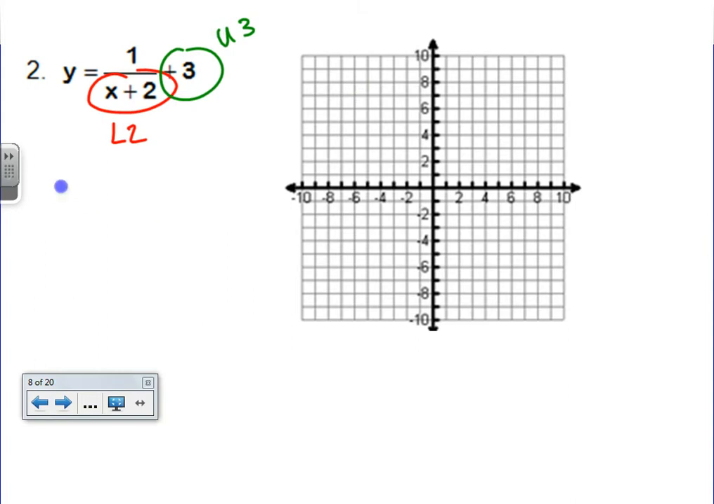So if we talk about our vertical asymptotes, remember it's x equals the k value. So in our case, it's x equals -2. And then our horizontal asymptote is y equals 3. So let's go ahead and graph these in.